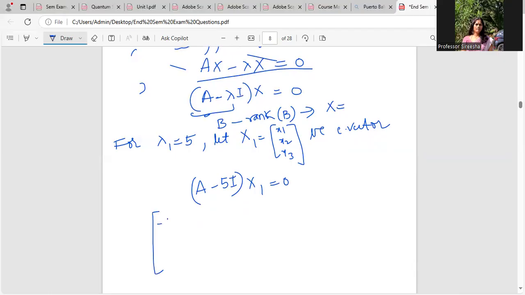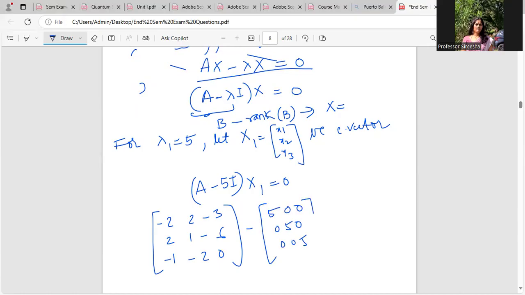What's A? Minus 2, 2, minus 3; 2, 1, minus 6; minus 1, minus 2, 0. I'm just writing this for your information, but you can directly subtract 5 from all the diagonal elements. Okay, because it is 5, 0, 0; 0, 5, 0; 0, 0, 5. You will observe what exactly I'm talking about. And this whole thing is multiplied by the vector X1. This is equal to 0.